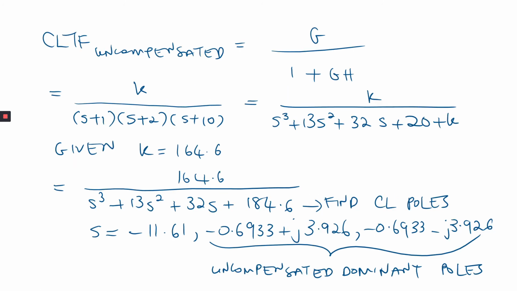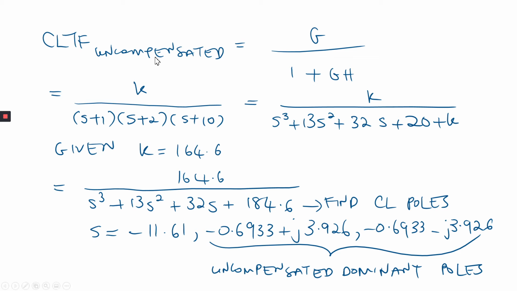So we first analyze the uncompensated system and determine the location of the dominant second order poles. Dominant poles are complex poles that are nearest to the j omega axis crossing, or nearest to the imaginary axis crossing. The nearer the dominant pole is to the j omega axis, the slower the response will be. I repeat, the nearer the dominant pole to the j omega axis or to the imaginary axis, the slower the response will be.